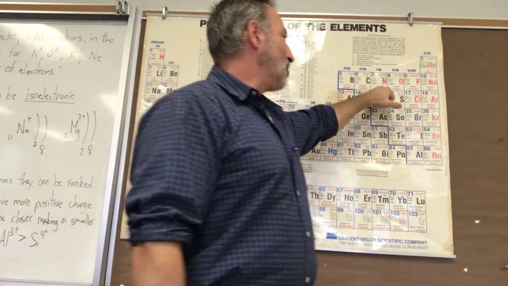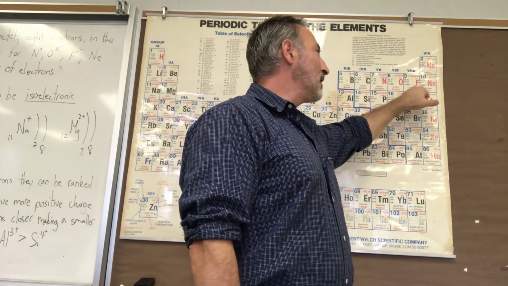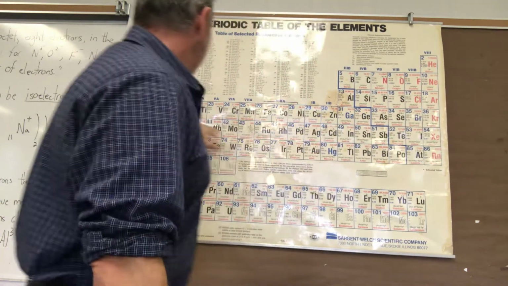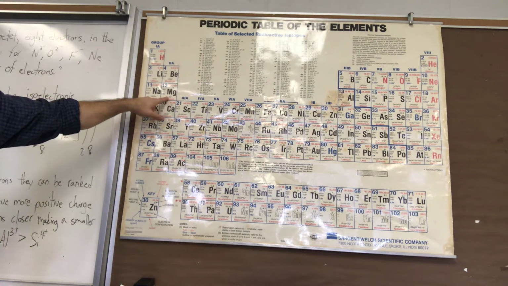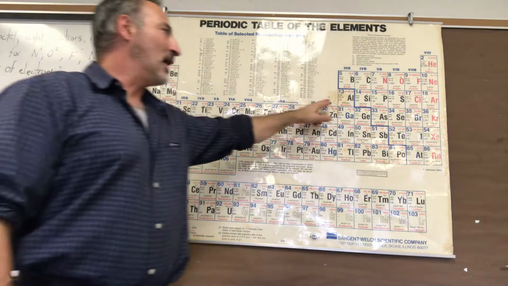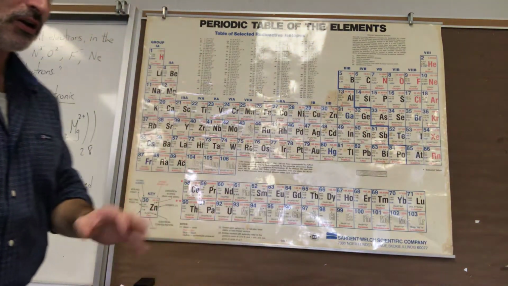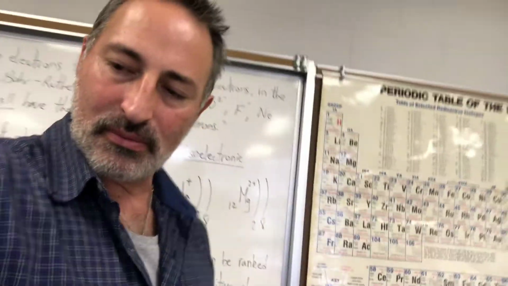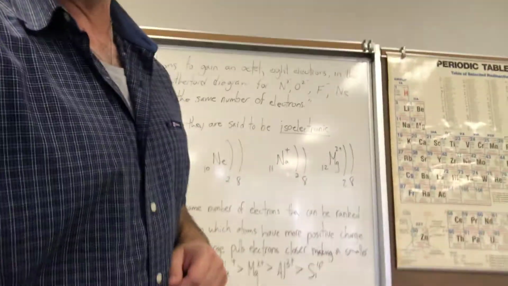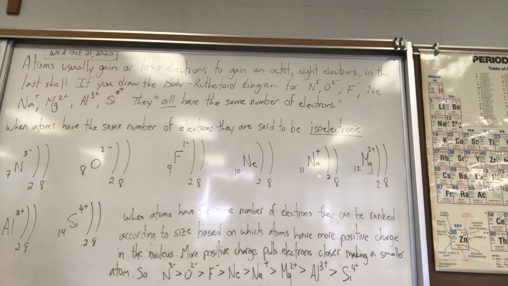So the nitride with a -3, oxide with a -2, fluoride with a -1, neon with no charge, sodium with a +1 charge, magnesium with a +2 charge, aluminum with a +3 charge, and silicon with a +4 charge, all have 10 electrons. And so I've shown you the Bohr-Rutherford diagrams here, which I've pre-drawn, of all of those elements.